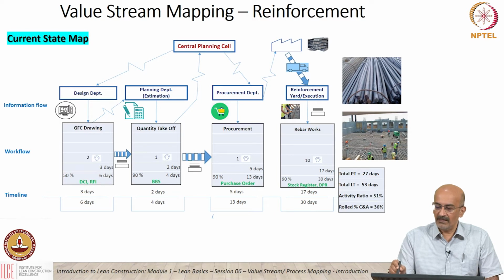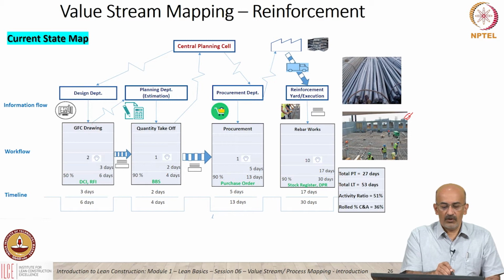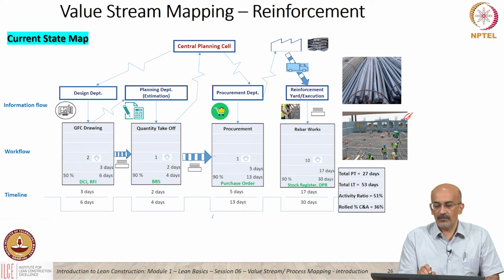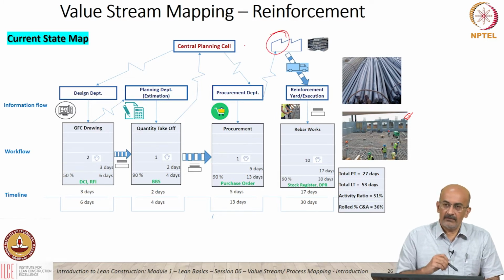So we are taking basically reinforcement work that needs to go onto a site. We have a good for construction drawing being released by design. The GFC undergoes quantity takeoff. The quantity takeoff quantities go to procurement through the bar bending requirements, and the procurement places an order to the reinforcement delivery group. It gets delivered.